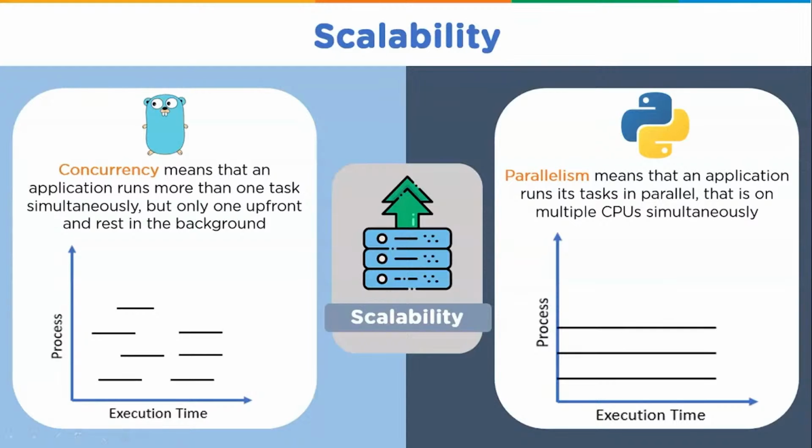You can see the plot of concurrency here. Here, different tasks are running, but only one is running at the front and others are running in the background. Now, we move to parallelism. Parallelism means that an application splits its task into smaller tasks that can be processed in parallel, that is, on multiple CPUs simultaneously. Let's see an example of a team of technicians building a monitor.